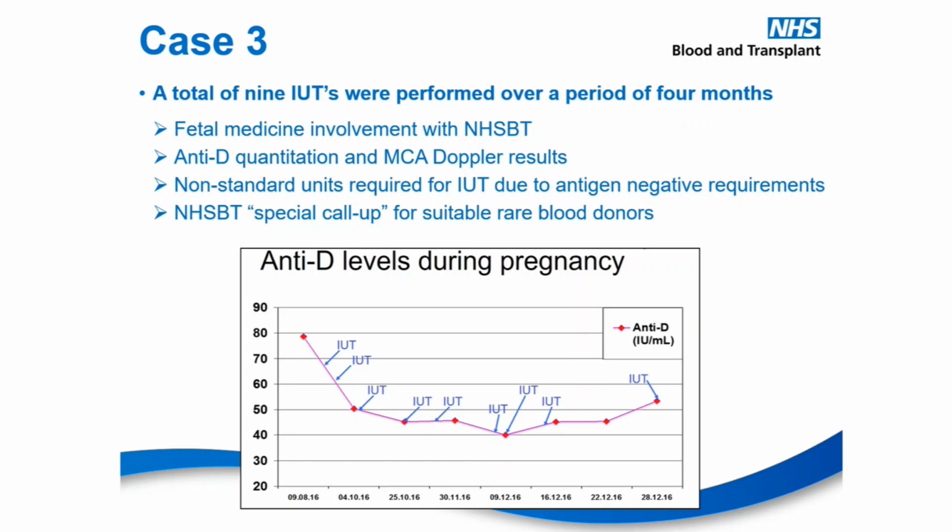Non-standard units were required for IUT due to the antigen negative requirements. And we did initiate the NHSBT special call-up for suitable rare blood donors to be identified. And I know that one of these was particularly difficult. It was across the Christmas and New Year bank holiday period. But because of that special call-up, how great the team are, we managed to get 2 donors across that bank holiday period as well for this. And the graph here just illustrates the levels of anti-D throughout the pregnancy and where those IUTs were actually carried out and what that did to the levels of anti-D.